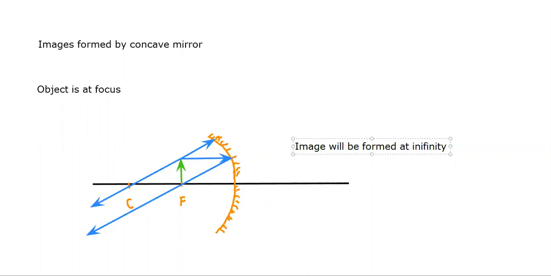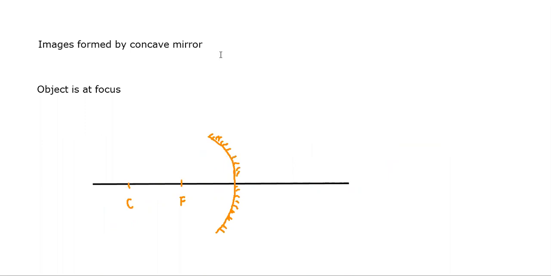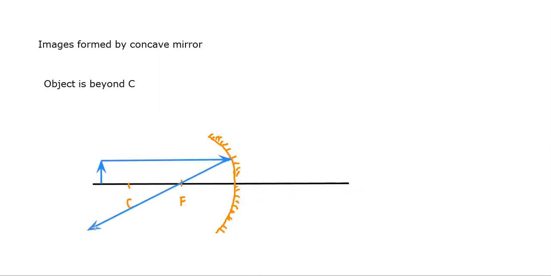Now the third case. Let us take a third case where the object is placed beyond the center of curvature. So I will make an object, which is beyond the center of curvature. Now one ray would be parallel to the principal axis, as you know, and the ray which is parallel to the principal axis will pass through the focus. So I made this.